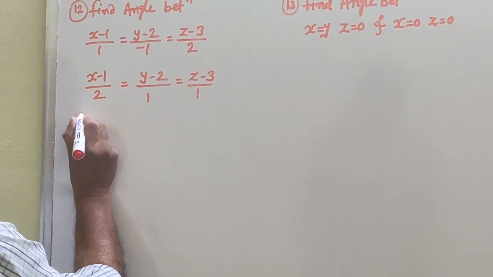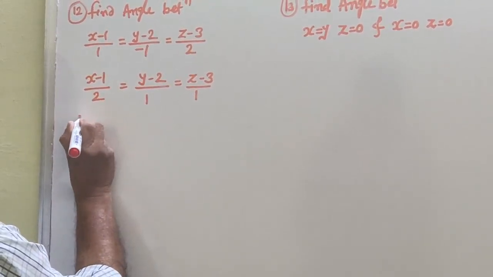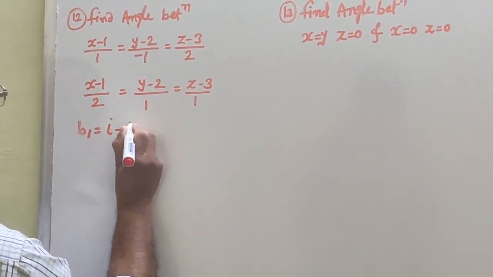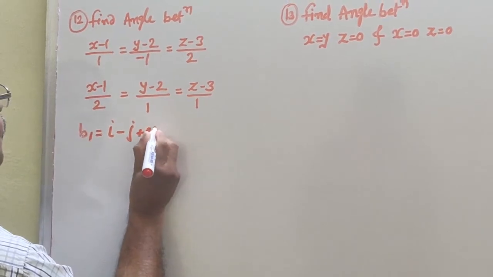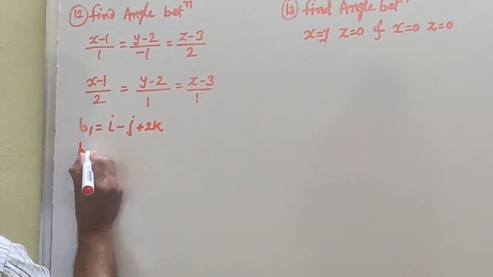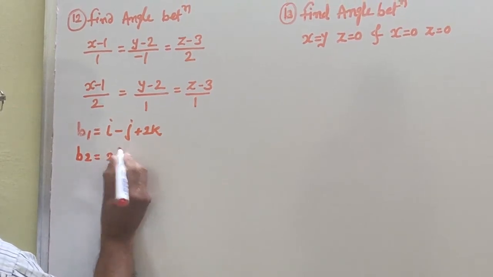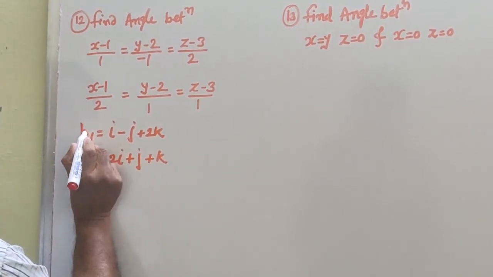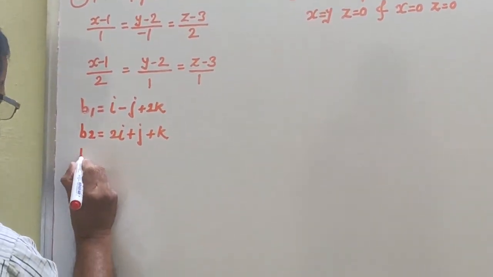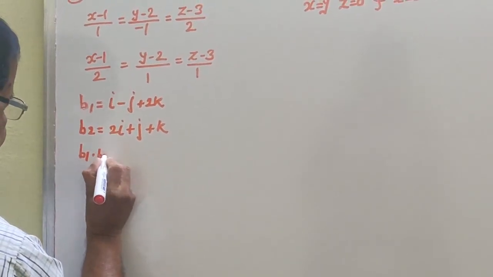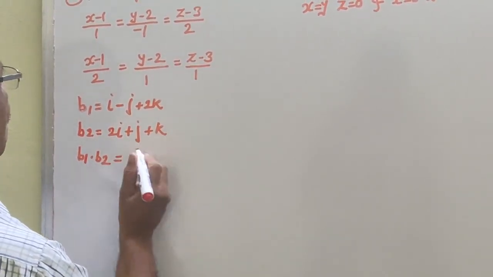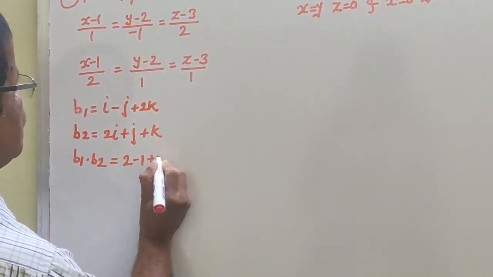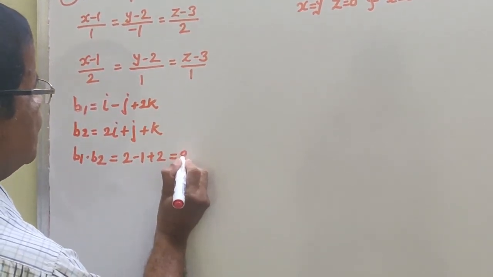You have to find out b1. Now what is your b1? b1 is equal to i minus j plus 2k. Now what is your b2? b2 is equal to 2i plus j plus k. Now from this you can find out b1 dot b2. Now what will come here? 2 minus 1 plus 2, the value of this is 3.